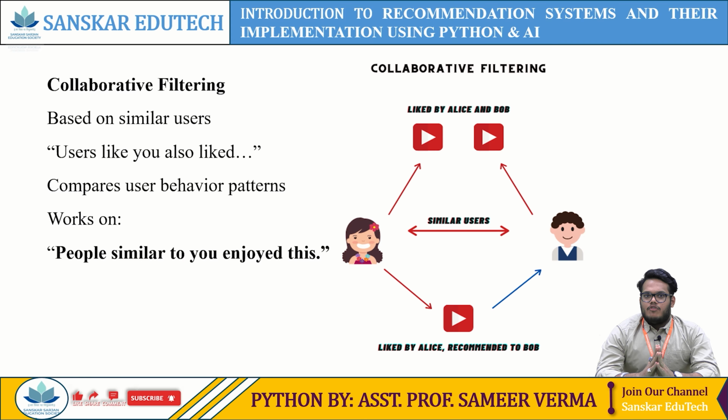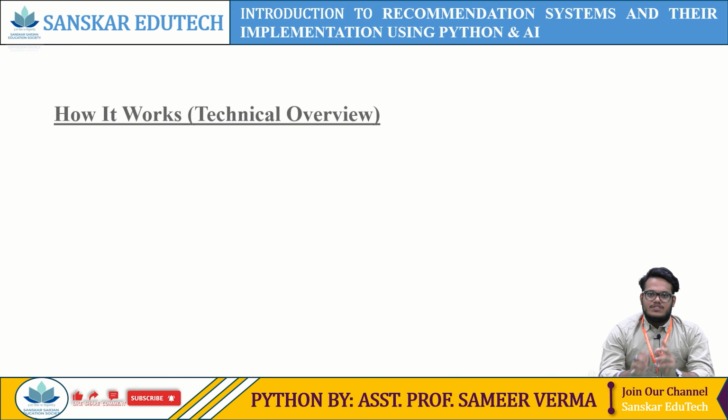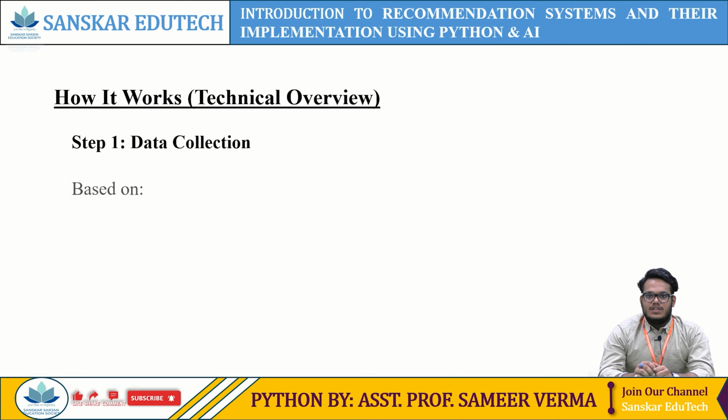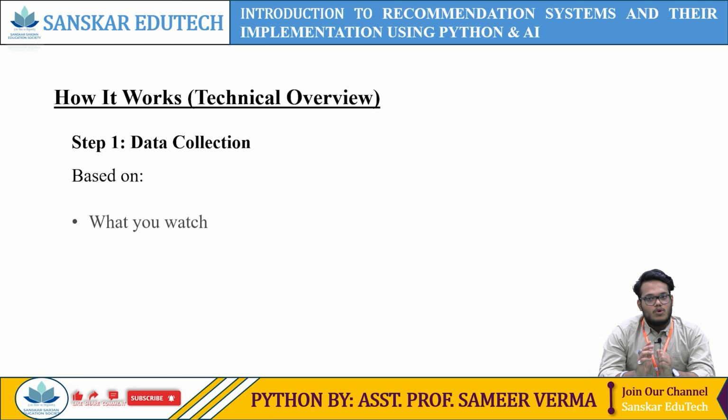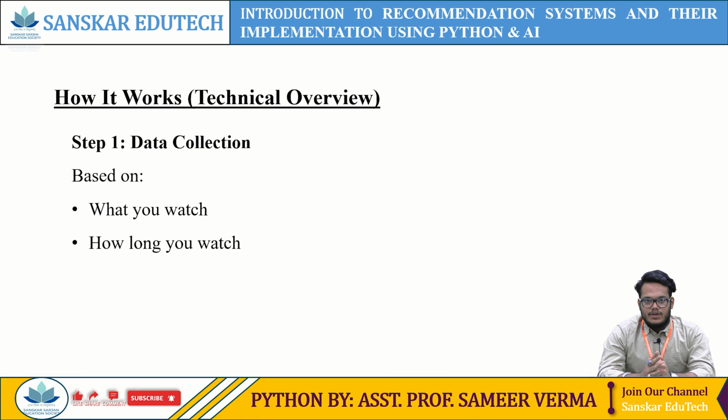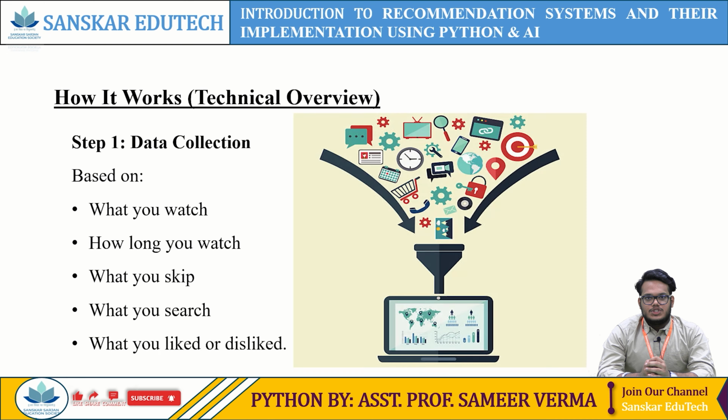Now you might be wondering what is happening technically behind the scenes, right? And where do Python and AI actually fit into all of this? So let's break it down. Step one is data collection, which is the foundation of AI. Before any recommendation is made, the system uses data. It tracks what you watched, how long you watched that content, what you skipped, what you searched for, and what you liked or disliked. In AI terminology, this is called user data representation. Without data, there is no intelligence.